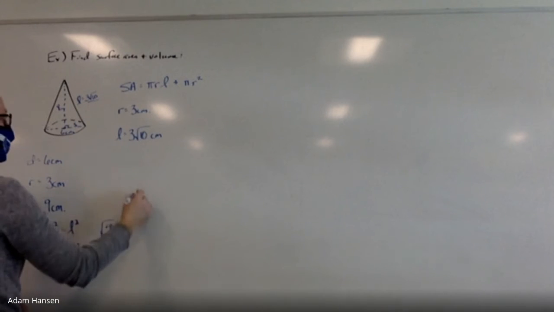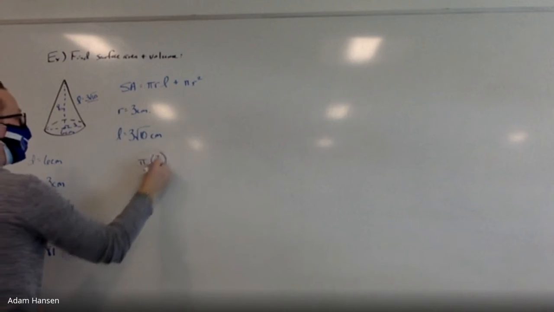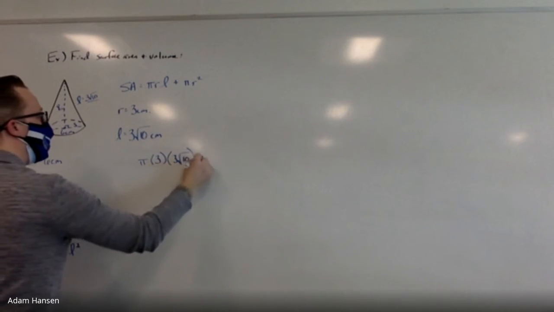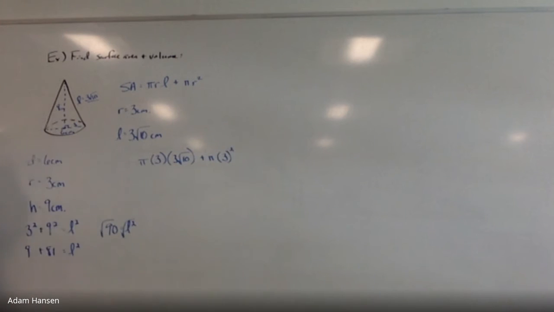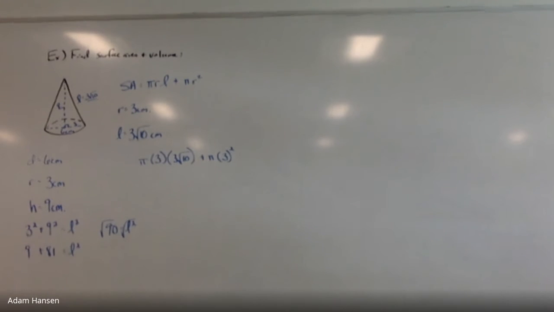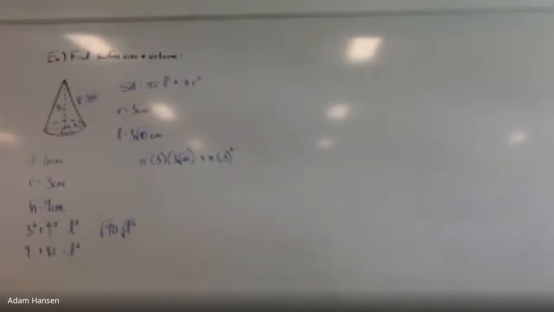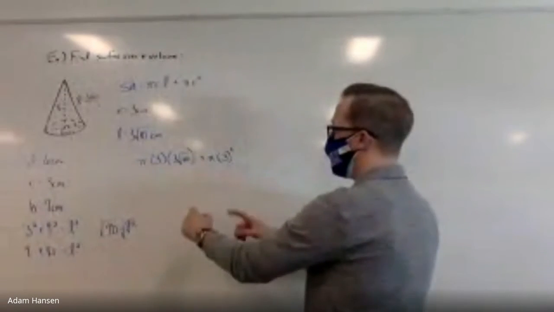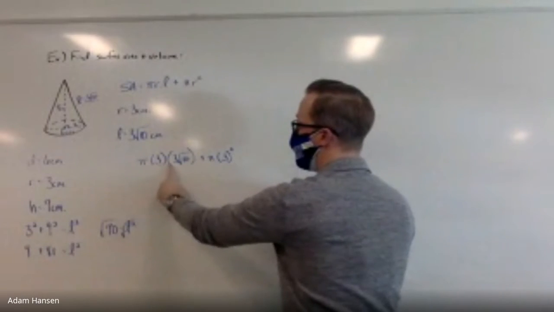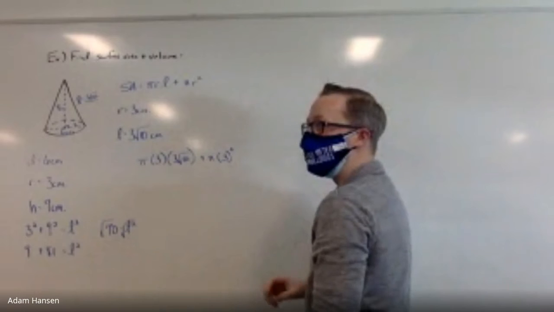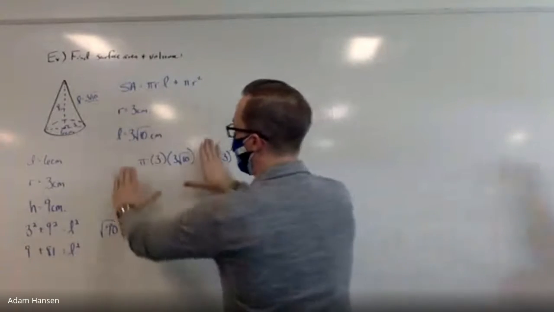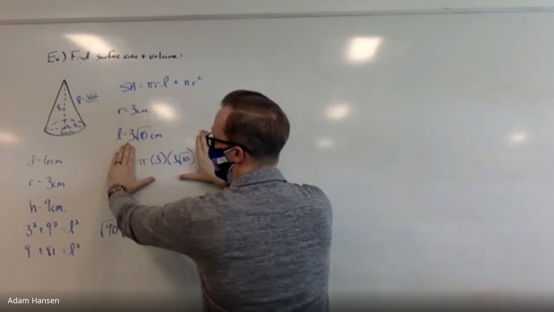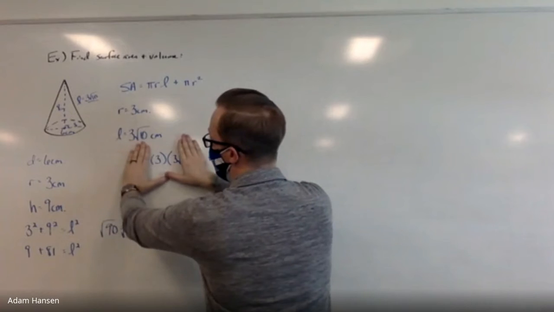Let's see what we got here. Pi times the radius of 3 times 3 square root of 10 plus pi times 3 squared. All right, let's pay attention to how we're going to answer this. I want to get this in exact form. There's 4 numbers to multiply together here: pi times 3 times 3 times square root of 10. But I'm only going to multiply 2 of them together. Which 2 can I multiply together here in this course? The 3 and 3.